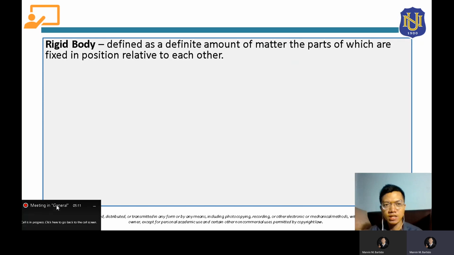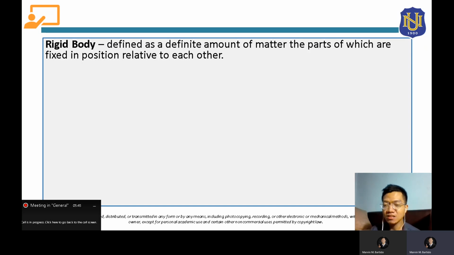Let's define now what a rigid body is. A rigid body is defined as a definite amount of matter, the parts of which are fixed in position relative to each other. All of the bodies that we're going to discuss here in statics of rigid bodies, we will assume to be rigid. But in reality, there's no such thing as truly rigid, because if you apply a specific force to a certain body, that body will experience deformation. Meaning to say, it's not really rigid.